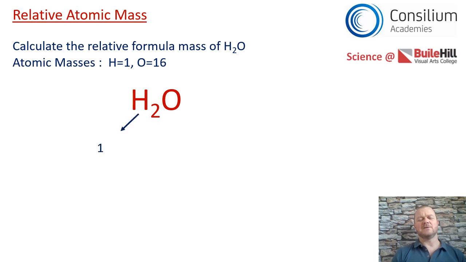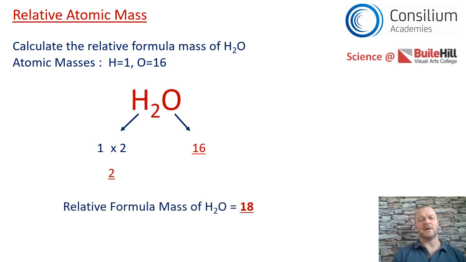So I would go H equals 1, tells me that in the question. But the little 2 after the H tells me that there are 2 H's in this compound. So actually it would be 1 times 2, so the answer would be 2. And for O, there is no number after the O, so that means there is only one atom involved. So O equals 16. I've underlined both numbers and that allows me to keep track of what I'm going to add up at the end. So I've got 2 and 16, so therefore the relative formula mass of H2O is equal to 18.